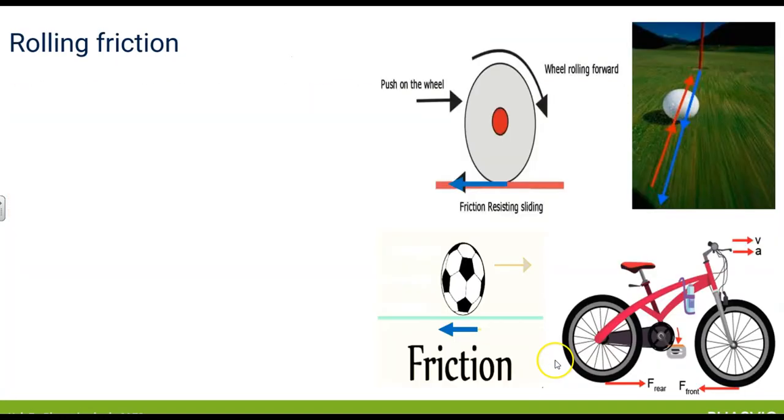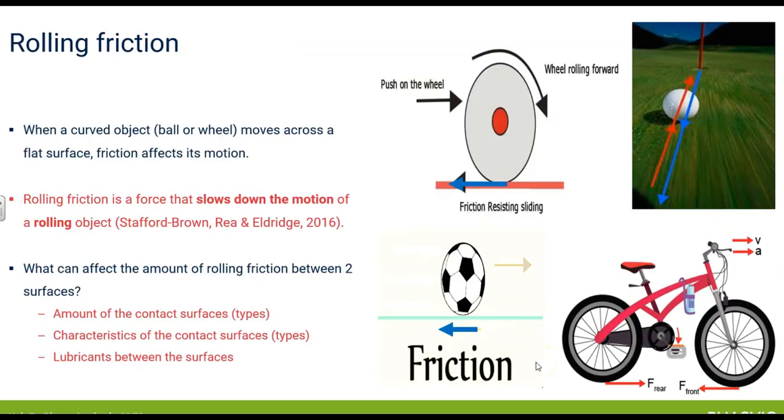So the third type of friction we need to understand is rolling friction. Rolling friction only relates to objects that are typically round, spherical, or cylindrical. Obviously, if this was a cube, it would not roll. So we want objects that are rounded.